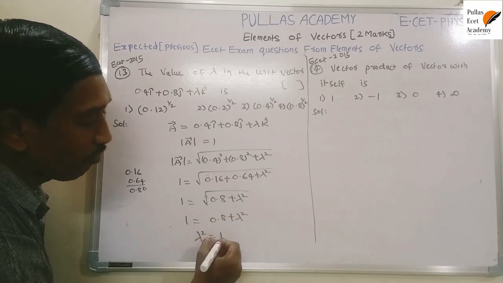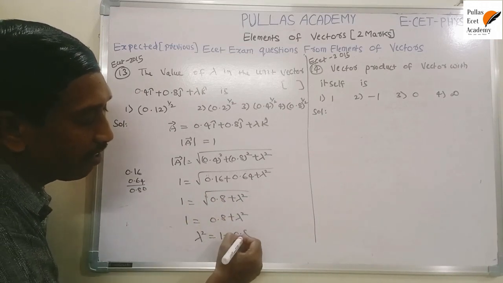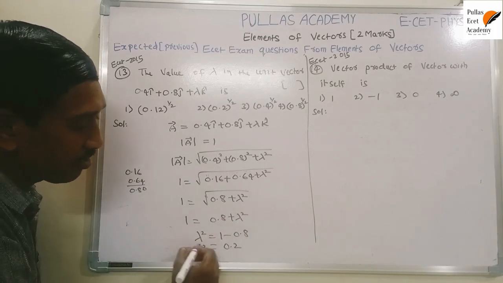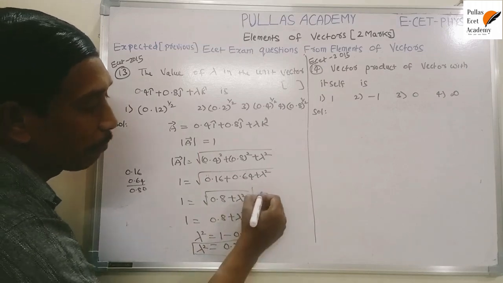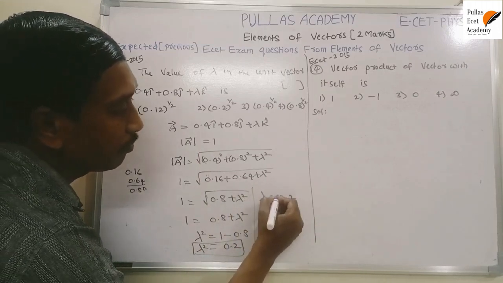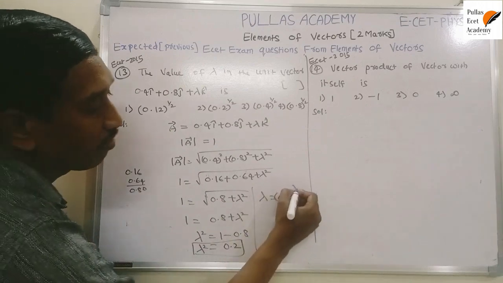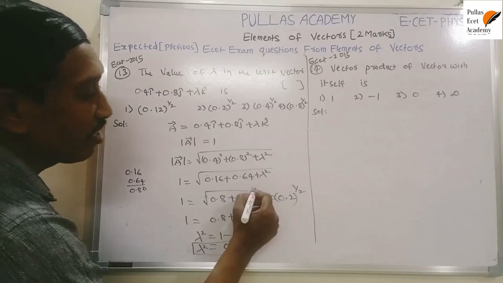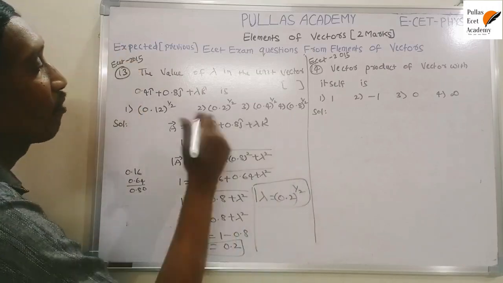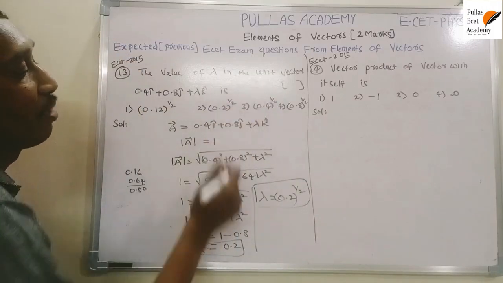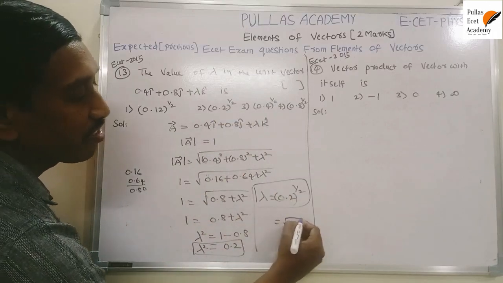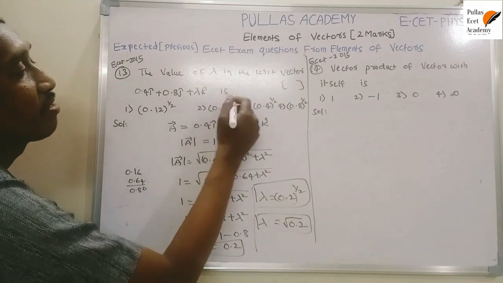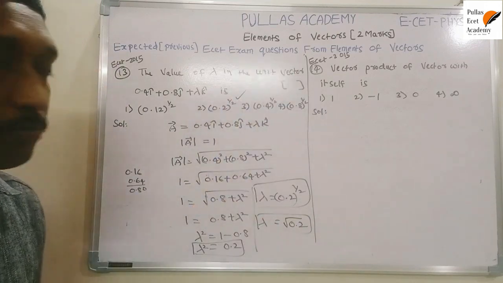Lambda square is equal to 1 minus 0.8, shifting 0.8 as minus 0.8. 1 minus 0.8 is 0.2. So lambda square is equal to 0.2, but we are asked for lambda. The square shifts to the right side as power of 1 by 2. That means root 0.2, or it is also called 0.2 whole power 1 by 2. Otherwise it is also called root 0.2 as the lambda value, but here it is given in this way. That's why the second option is correct.